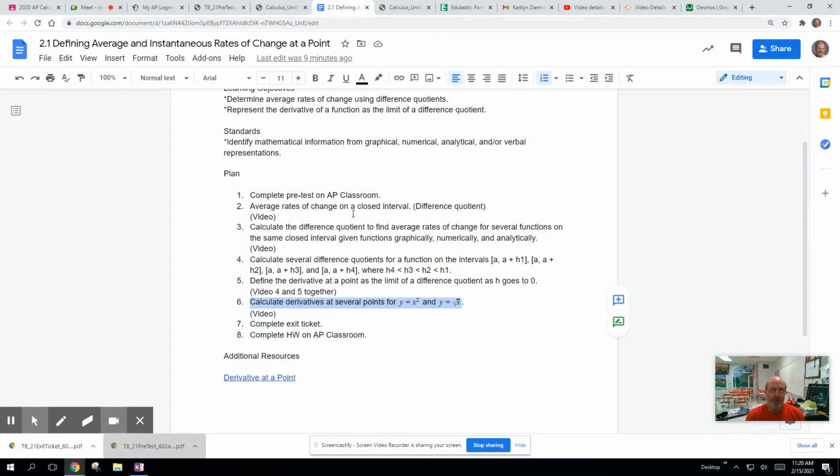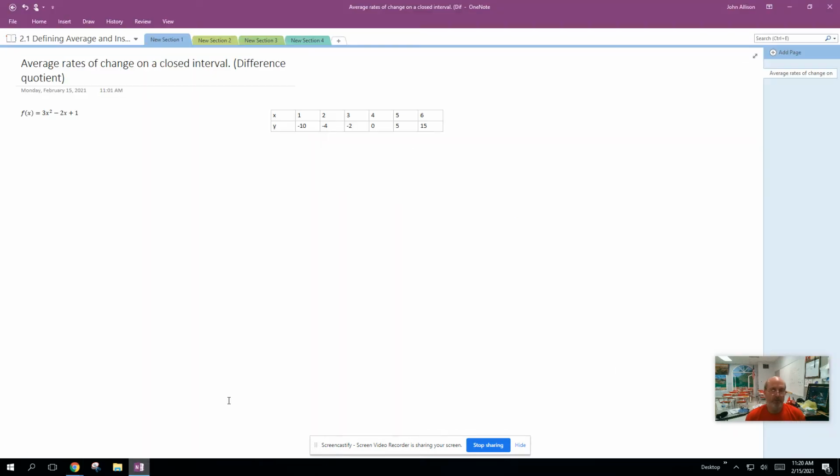by talking about what average rates of change on a closed interval are. We're going to look at some functions graphically. We'll call that the function f of x. Let's say that's a, and let's say that's b. There's a point there and a point there, where the y value for that would be f of a, and the y value for that would be f of b.